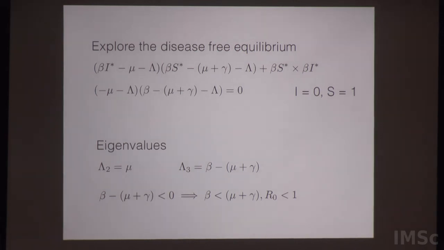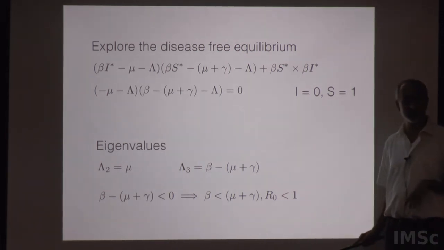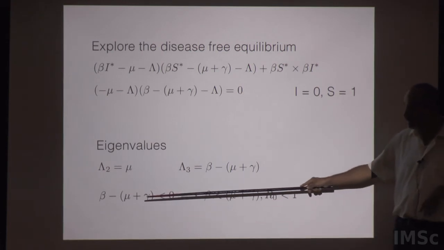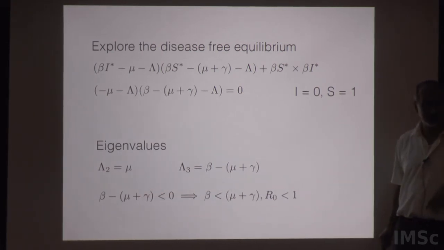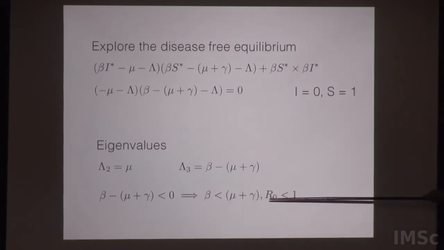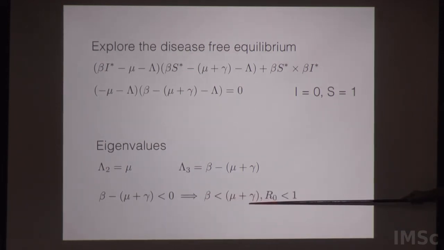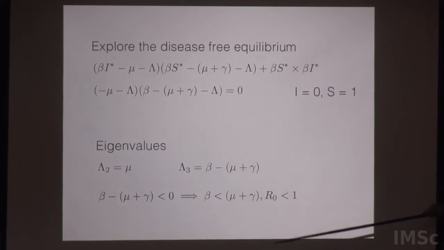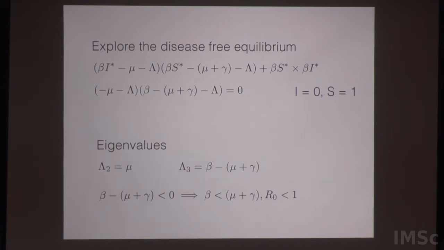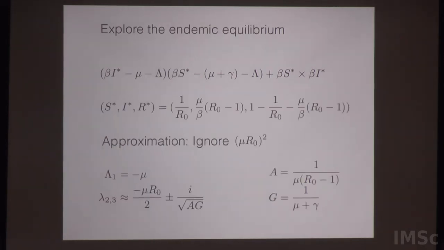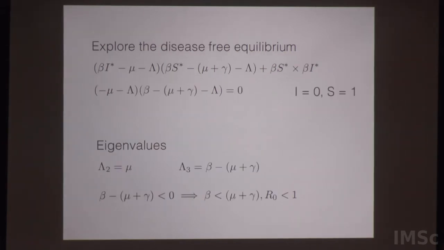So the condition that all of these eigenvalues be negative really comes down to the factor: is this particular quantity negative or positive? Whether it's negative or positive comes down to the factor: is beta divided by mu plus gamma less than 1 or greater than 1? But this of course is just my R naught. So we've come back to saying that whether R naught is greater than 1 or less than 1 really determines stability about the disease-free equilibrium. Okay, so that was the disease-free equilibrium, and let me just look at these equations again. Can you see whether my sign is right or wrong?